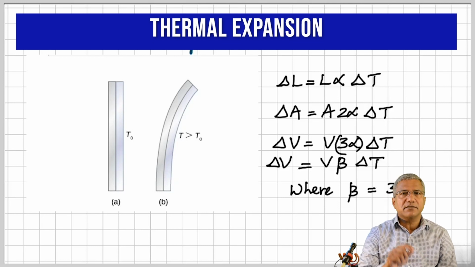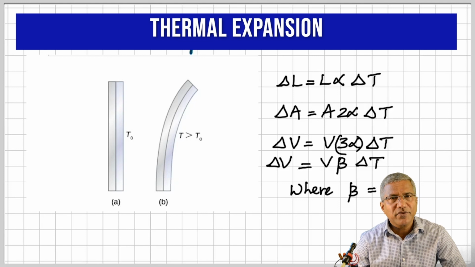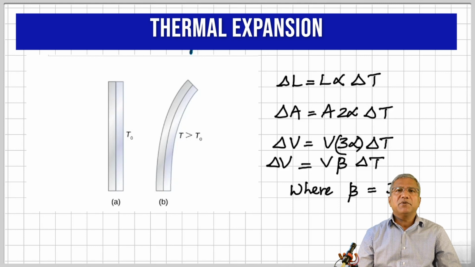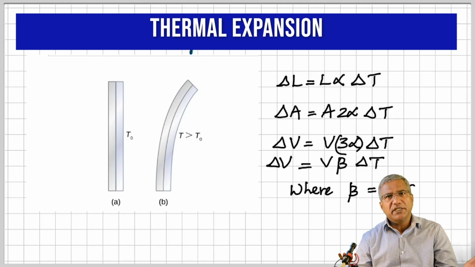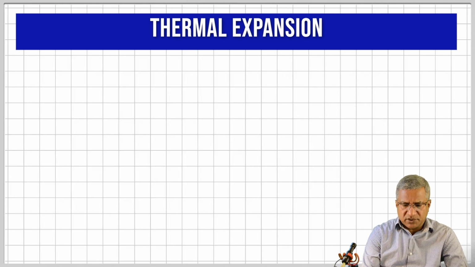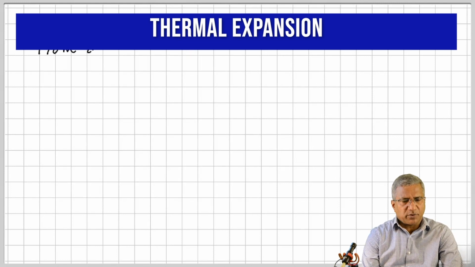So alpha is, let me hear you, linear expansivity. I heard you loud and clear, thank you. And beta is volume expansivity. Now what's the relation between them? Volume expansivity is 3 times the linear expansivity. Simple, right? Okay. Let's go ahead and see how we can work out a question.